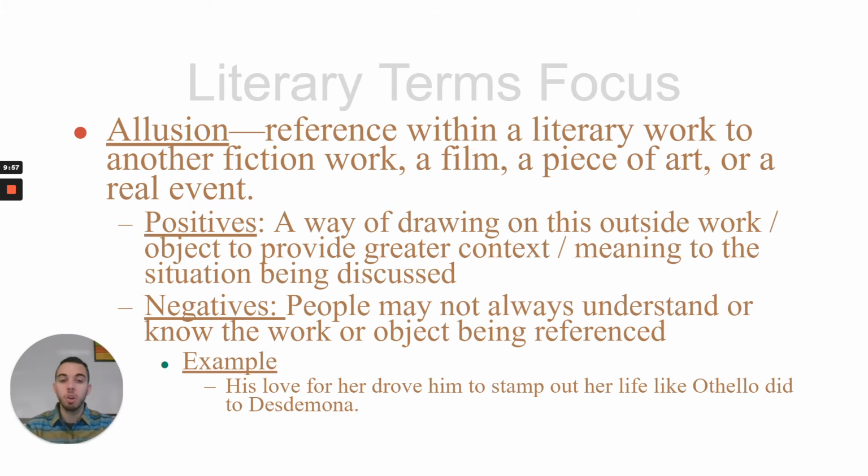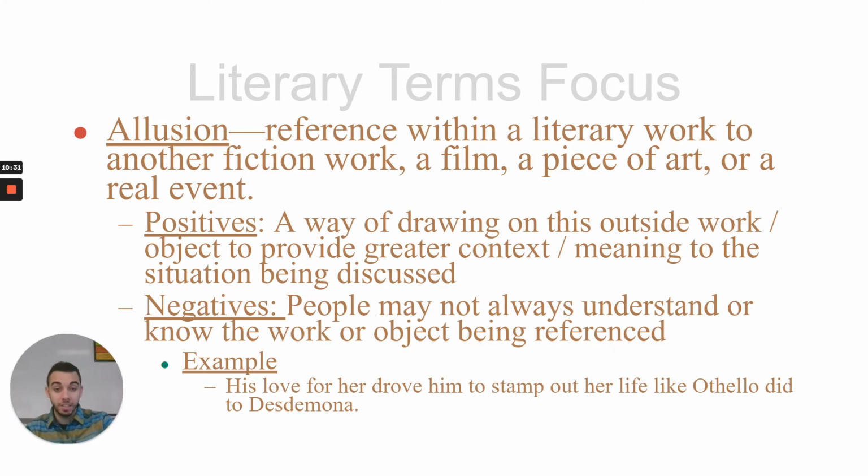So some literary terms that we're going to zero in on over the course of this novel. Allusion, not illusion like, oh, I thought I saw something, but I'm not sure I did. That's illusion with an I. Allusion with an A is a reference within a literary work to another fiction work, a film, piece of art, or a real event. So if a story mentions Santa Claus, that's allusion. Or if a story mentions another movie, that's allusion. It's just one story mentioning another thing.